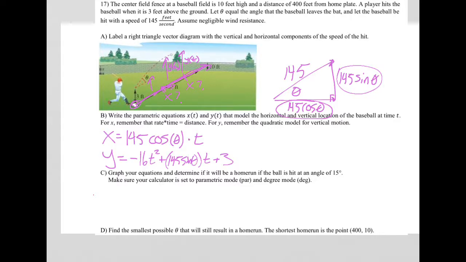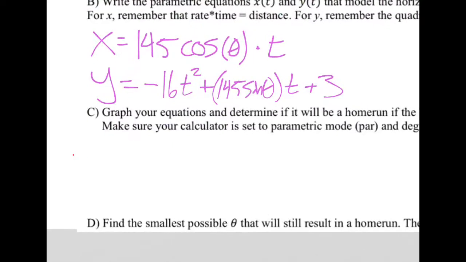So now it says graph the equation and determine if it will be a home run if the ball is hit at an angle of 15 degrees. A couple of warnings: make sure your calculator is in parametric mode. It'll either say PAR or it'll actually spell out parametric depending on your calculator model. And also make sure you're in degree mode since we're using trig functions. And we're going to write these angles in terms of degrees because we're hitting it at an angle of 15 degrees. So let's think about what this equation is going to be.